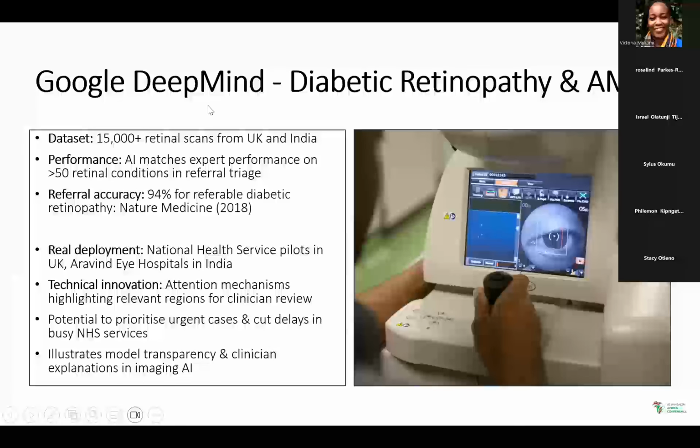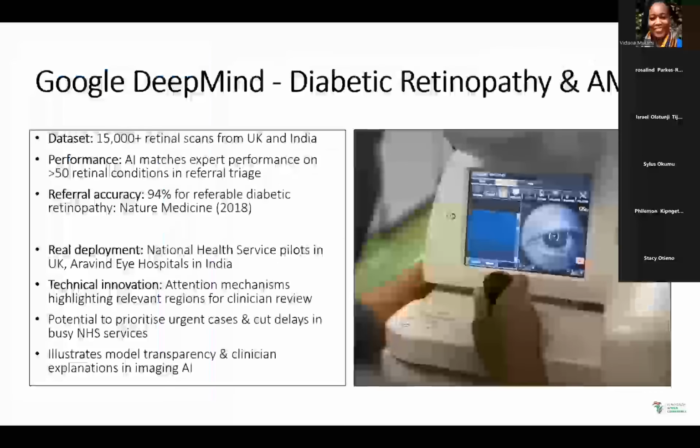The other good thing about this one is, because of the way that Google have decided to run their medical AI, it also really well describes the model. So there's transparency about what model is used, and it enables the clinicians to understand how it's coming to its decisions, because it also highlights things for clinicians to have another review.